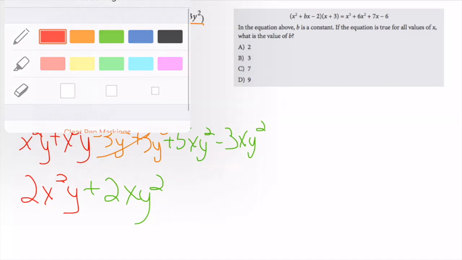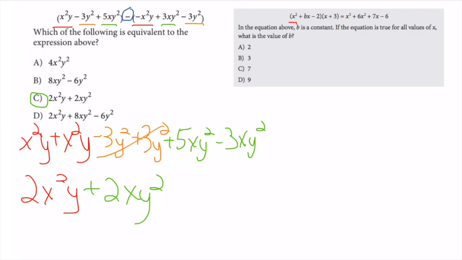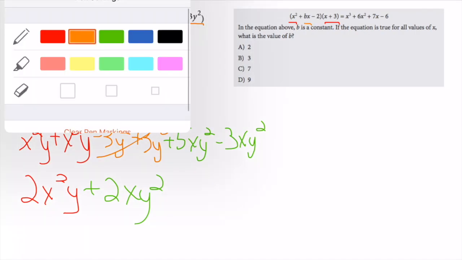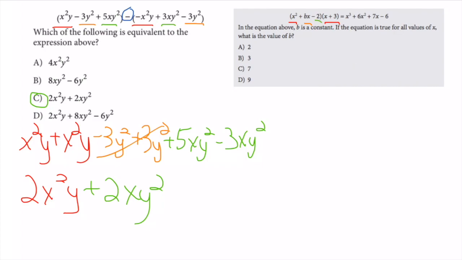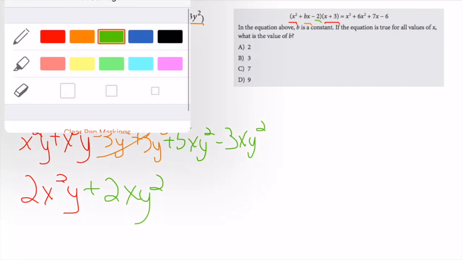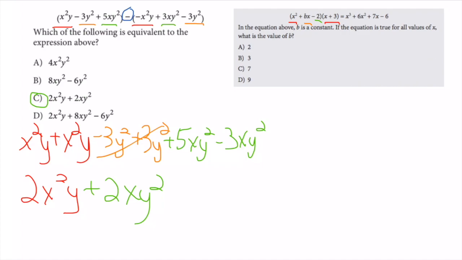So when I do that, first I want to distribute the x squared into x plus 3, and then I'll distribute the bx, and then I'll distribute the negative 2. Okay, so when I distribute in the x squared, I have x squared times x, so x cubed, and then x squared times 3, which is positive 3x squared.